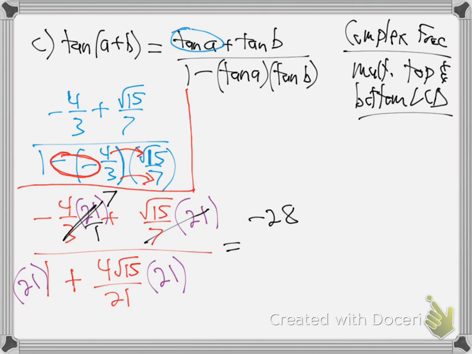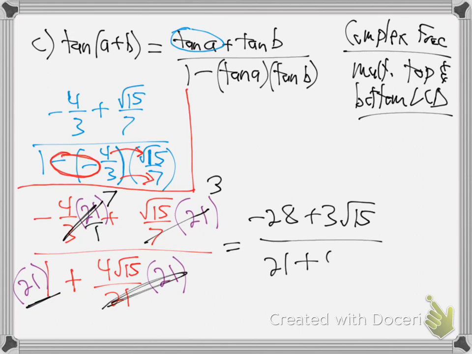These cancel. 3 plus 3 root 15. Good so far. Now how about the bottom? This is just 21 times 1, so no big deal there. And then right here, the 21s just totally cancel, so it's just 4 root 15.